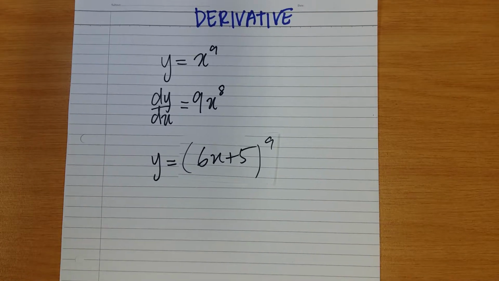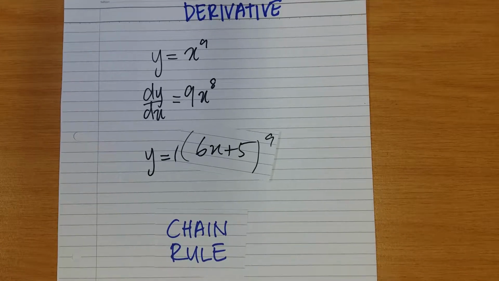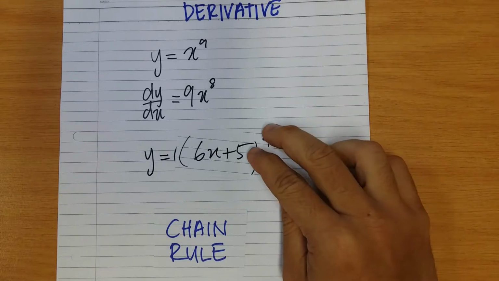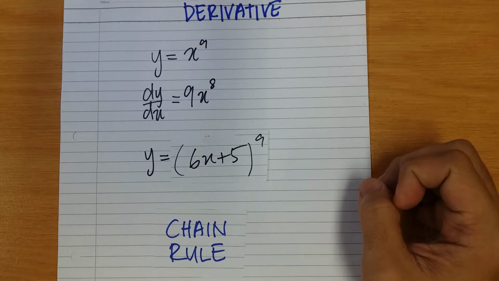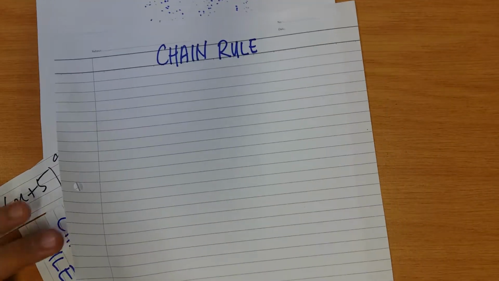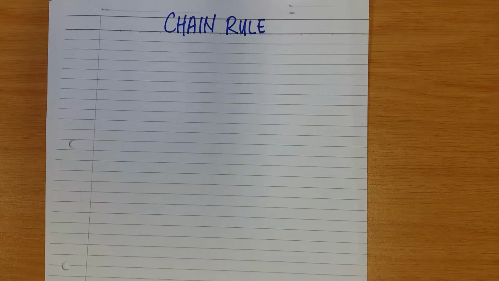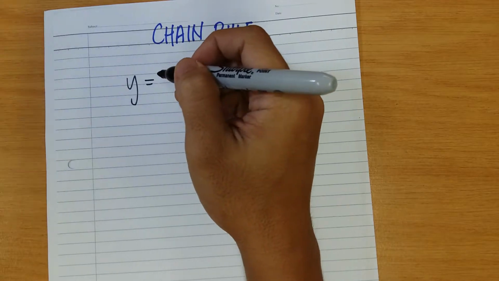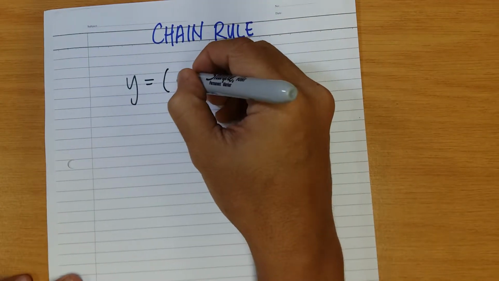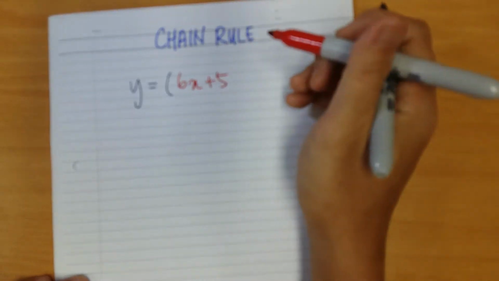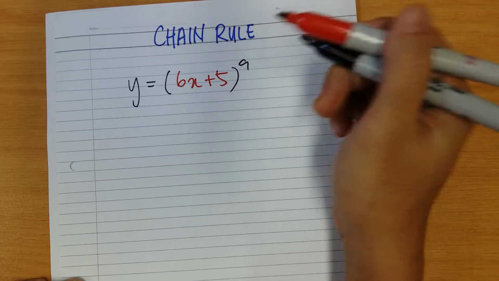We are going to find the derivative using the chain rule. I'm going to show you how to use the chain rule to find the derivative of this kind of function, using this example. So using the chain rule, we have y equals (6x + 5) to the power of 9.